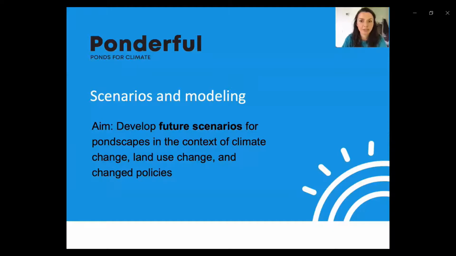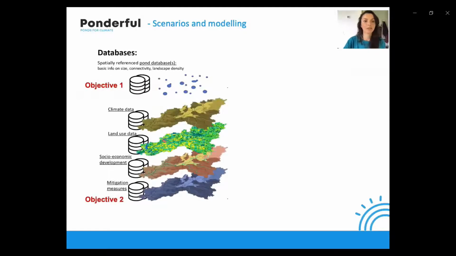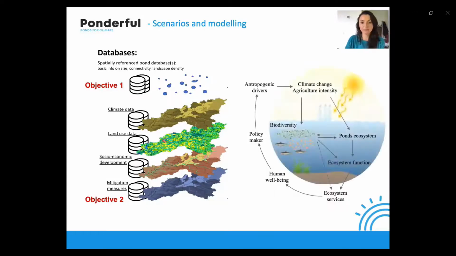Using all the information that I just mentioned, the second objective of Ponderful will be to create the future scenario for pondscape in the context of climate change, land use, and change policies. So in Objective 2, all the database collected by Objective 1 in terms of climate change, land use, social economic development, but also information in terms of biodiversity will help to create the scenarios and modeling for Objective 1 that in turn it will help in the mitigation measurement.